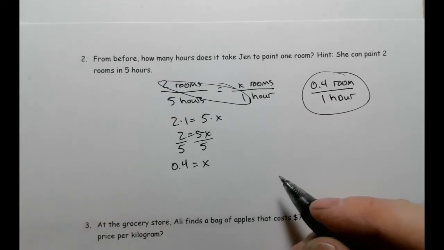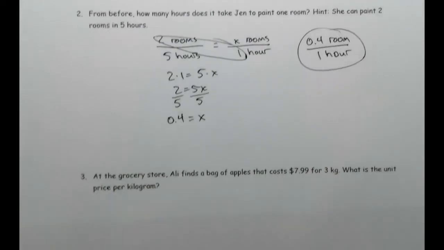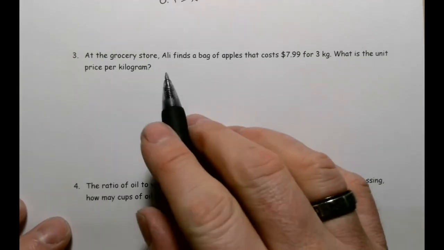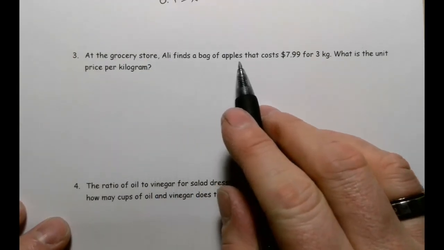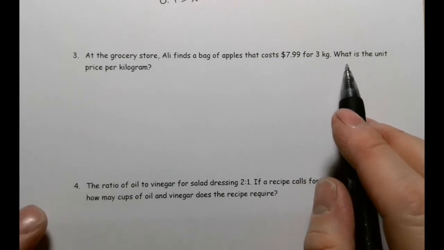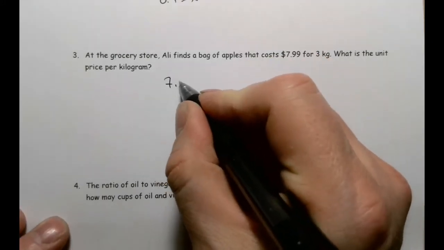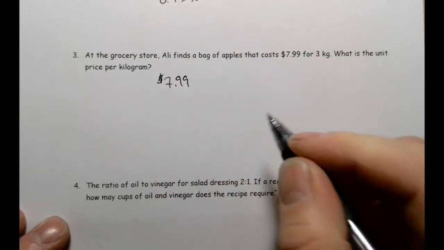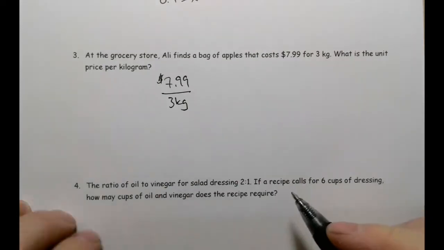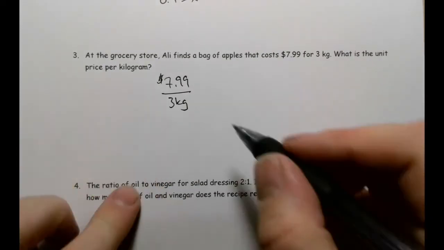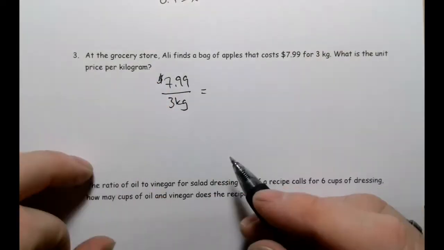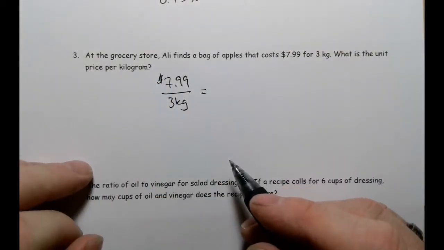At the grocery store, here's a pretty practical example. Ali finds a bag of apples that costs $7.99 for 3 kilograms. What is the unit price per kilogram? This is a good question. So $7.99 per 3 kilograms. Once again, these are not going to divide out very nicely, so I know I'm going to get some sort of a decimal here.